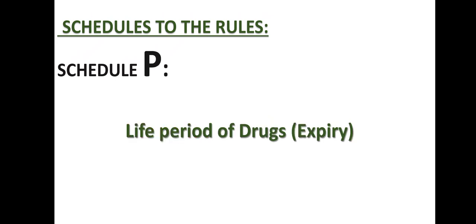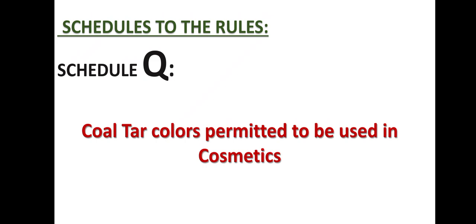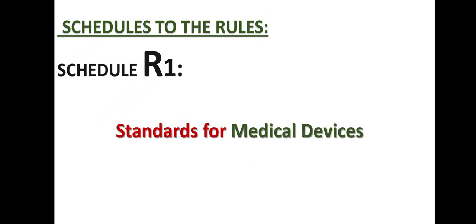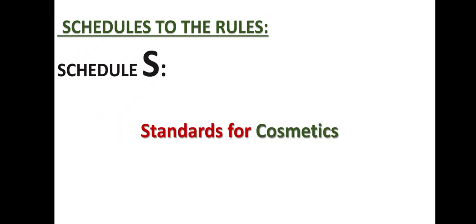Schedule P deals with the expiry of drugs, that is the life period of drugs. Schedule Q deals with the coal tar colors permitted to be used in cosmetics. Schedule R shows the standards for mechanical contraceptives. Schedule R1 deals with the standards for medical devices. Schedule S shows the standards for cosmetics.